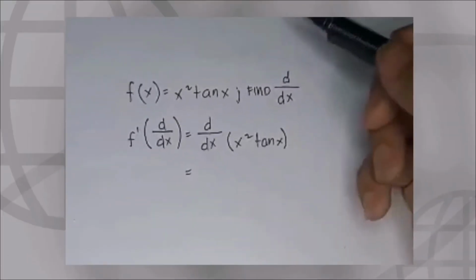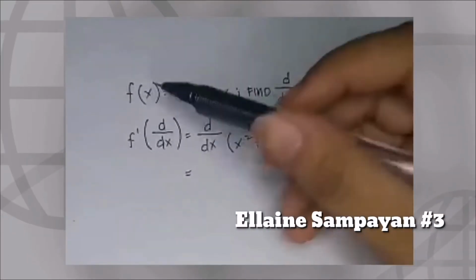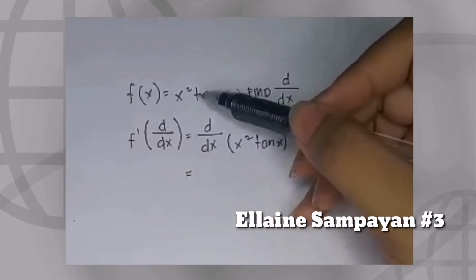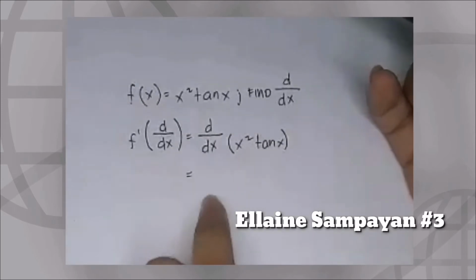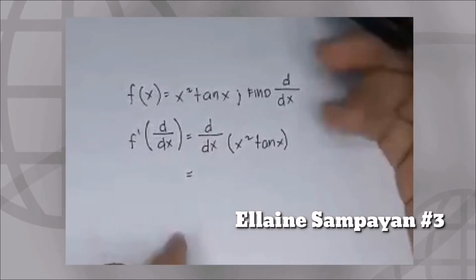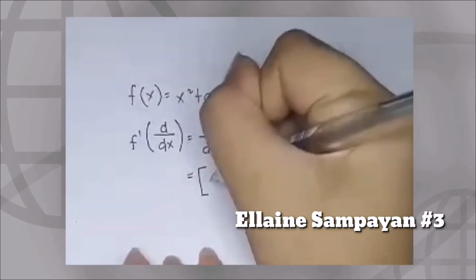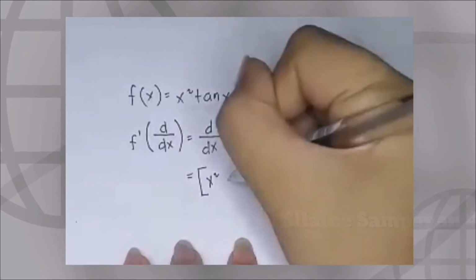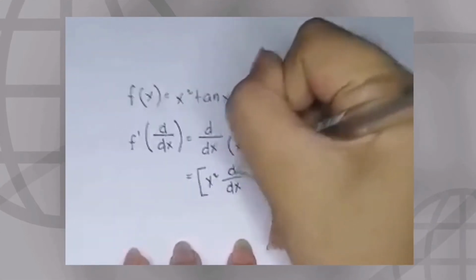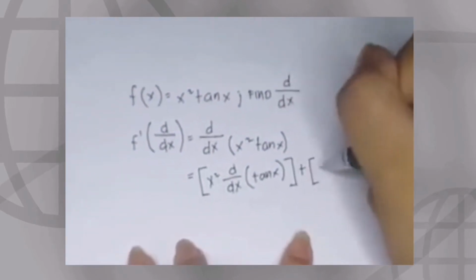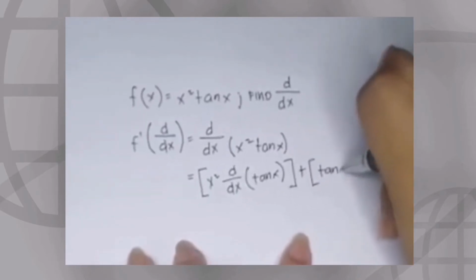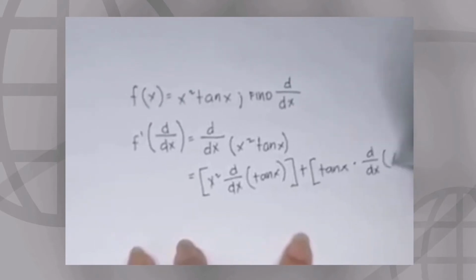So in this problem, we need to find the derivative of f of x equals x squared plus tan x. So we use the product rule, so it will become x squared times the derivative of tan x, plus tan x times the derivative of x squared.